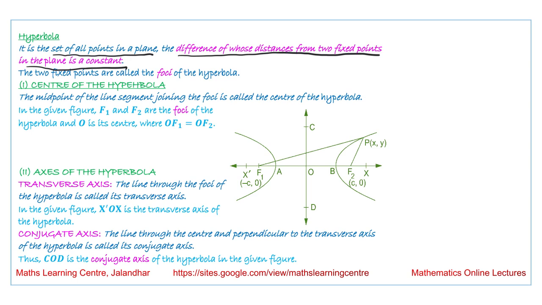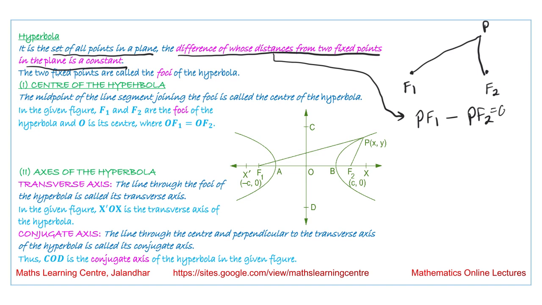So we are saying two fixed points are given, and we are talking about a point P. This is F1, this point is F2. We are talking about the distance PF1 and the distance PF2, and we are saying that the difference of these two values is constant. So we put mod over here. We are saying the difference of their distance remains constant. So we are interested in all these points.